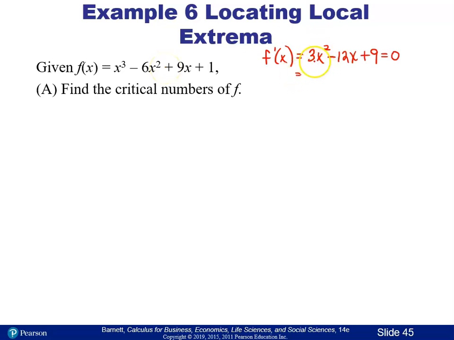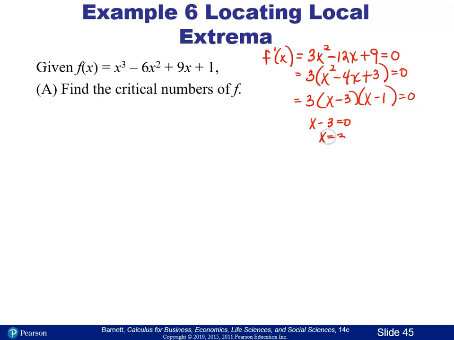Okay, to simplify this, I'm going to take 3 out as a GCF. So x squared minus 4x plus 3. When I factor this, I'm going to have x minus 3 and x minus 1, because we want things that multiply to give us 3 and add to give us 4. So that would be 3 and 1. We're going to set these factors equal to 0 to get our critical numbers. So in this case, we actually have 2 critical numbers.